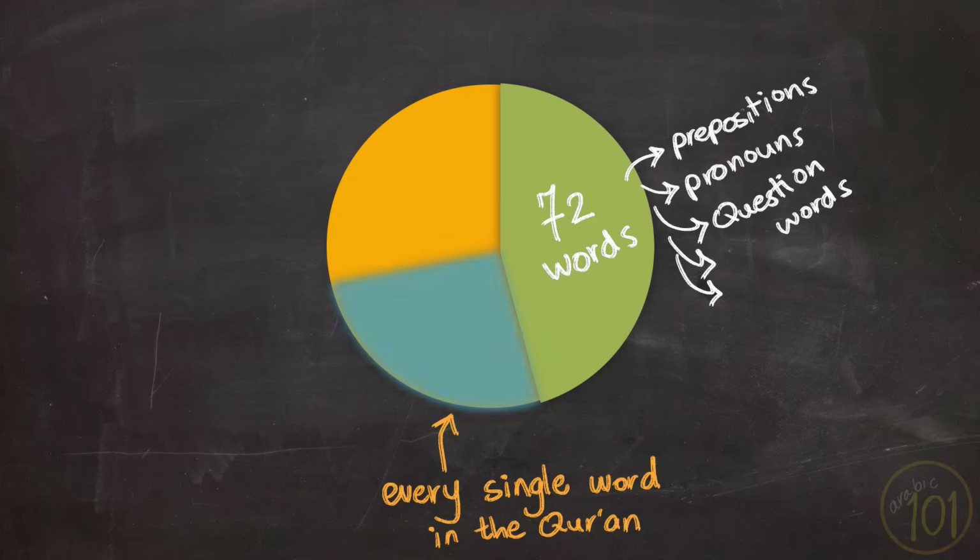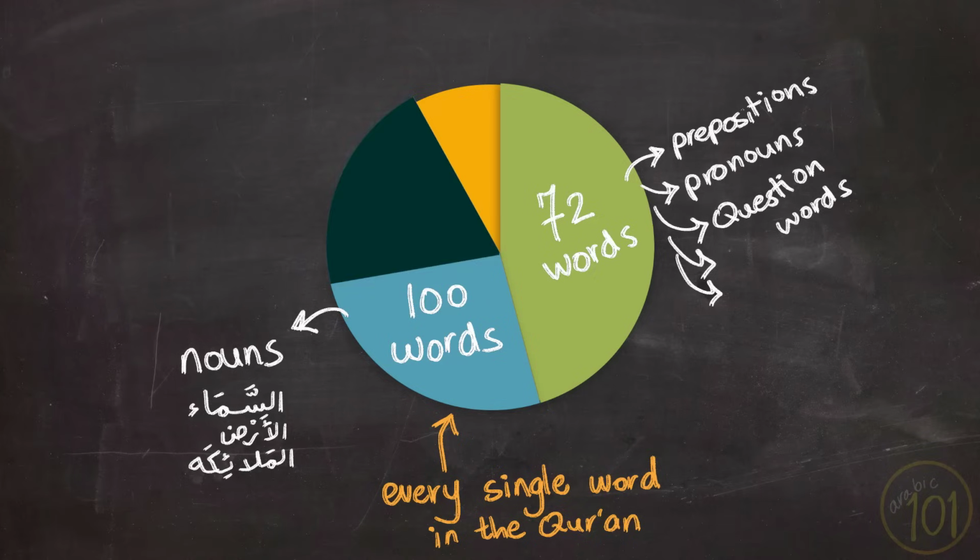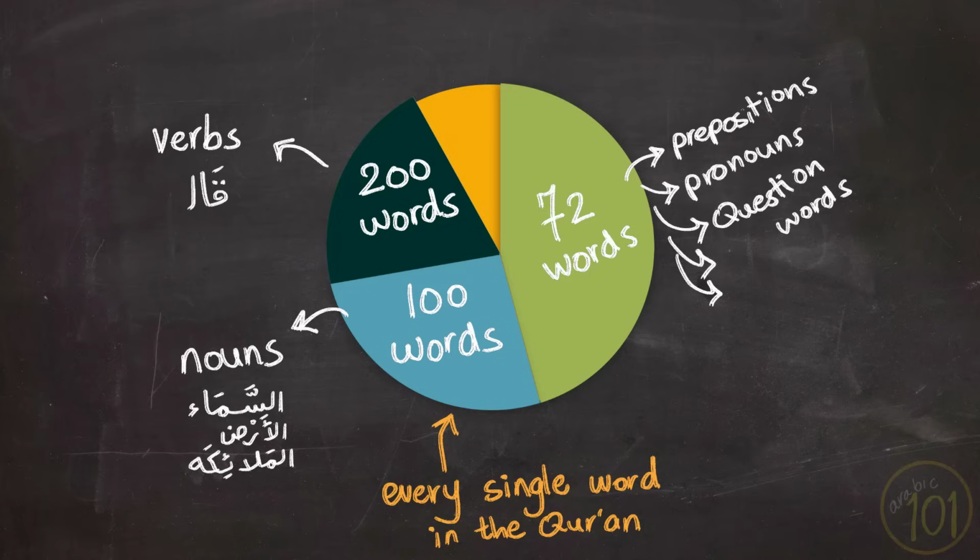And around 20% of the Quran is made up by only 100 words. And these 100 words include nouns like as-sama', al-ard, al-malaika, and so on. And then the other 20% of the Holy Quran is made up by 200 words. And these words are the most common rooted verbs, like qala, fa'ala, sha'a.